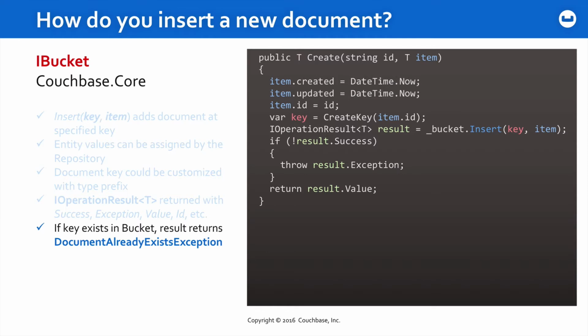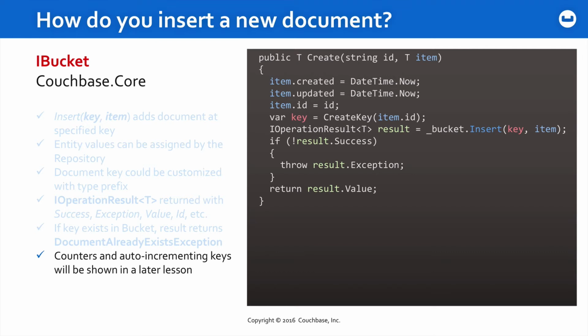Now, if you try to insert the same key twice, you're going to get a document already exists exception, and you would capture and throw that and handle it in whatever way makes most sense for your application. We don't need to demonstrate that here. But if you want to account for the fact that you could have duplicate keys, we do have a mechanism for creating auto-incrementing values and using those with keys. We'll show that in a later lesson.